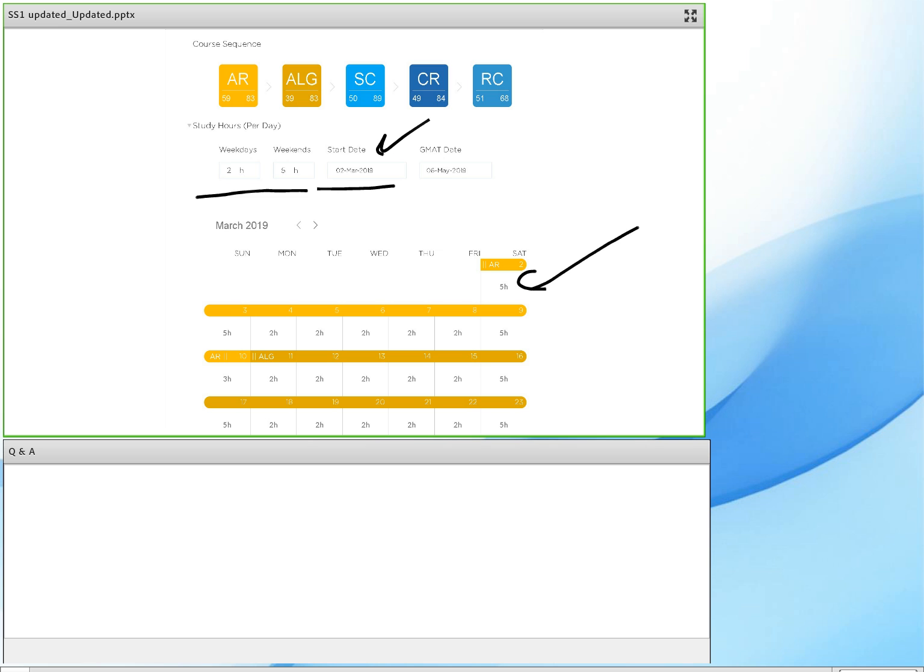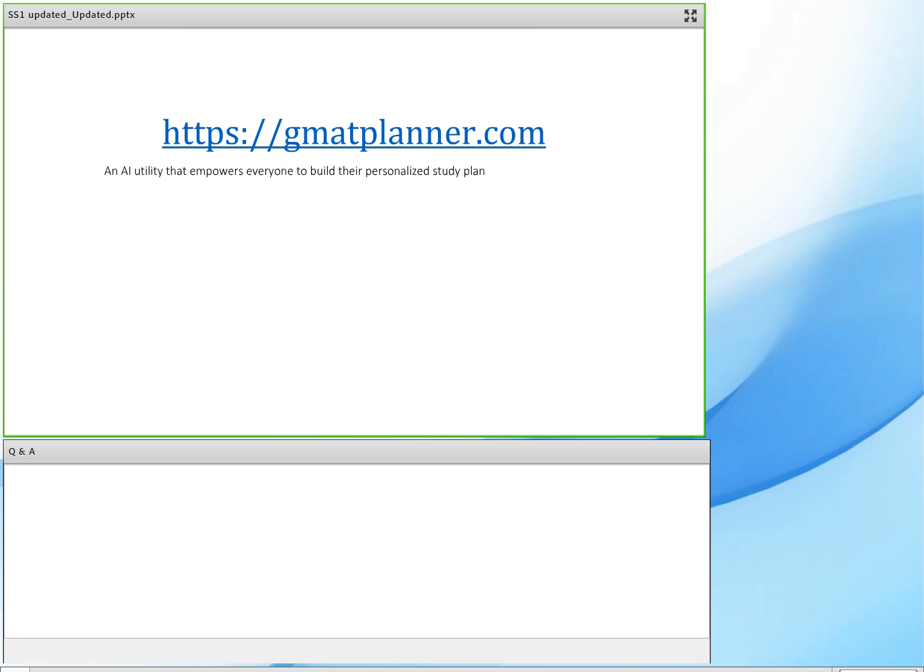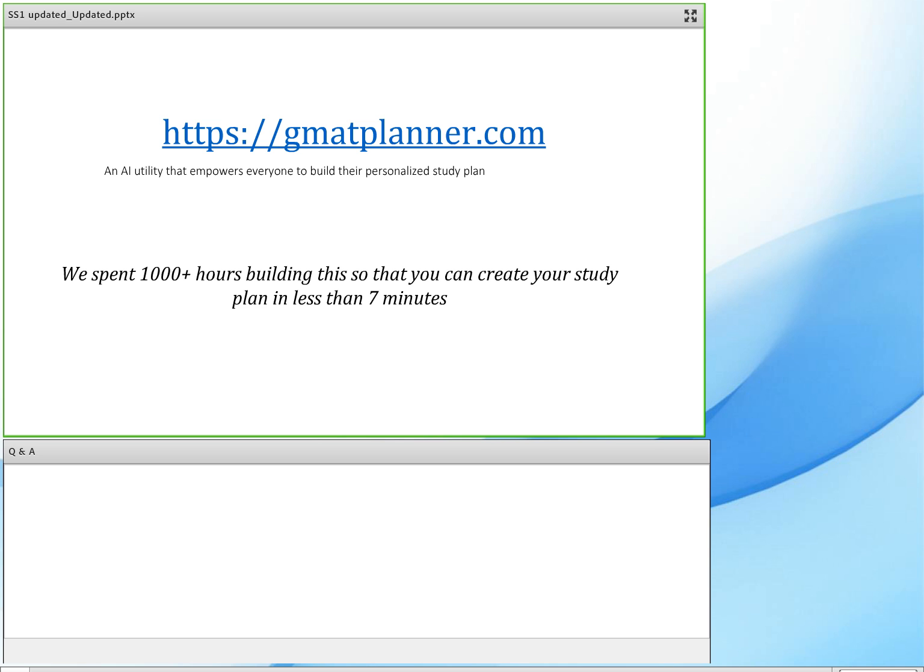So doing this required a lot of effort. It required a lot of data science. But why did we go about doing this? We created this AI-powered utility so that each one of you can create your own personalized study plan once you take a Sigma X mock in less than 7 minutes. That's all that it takes to create your own personalized study plan.